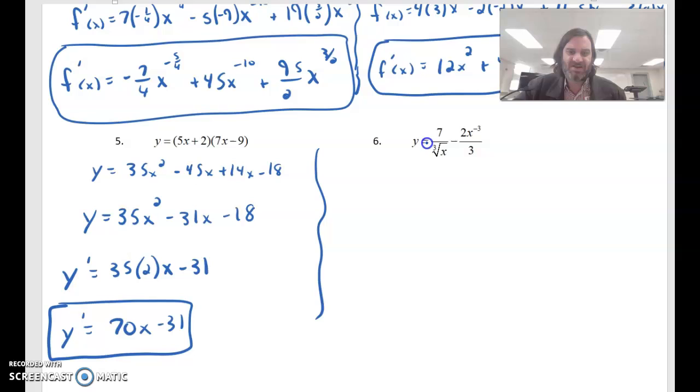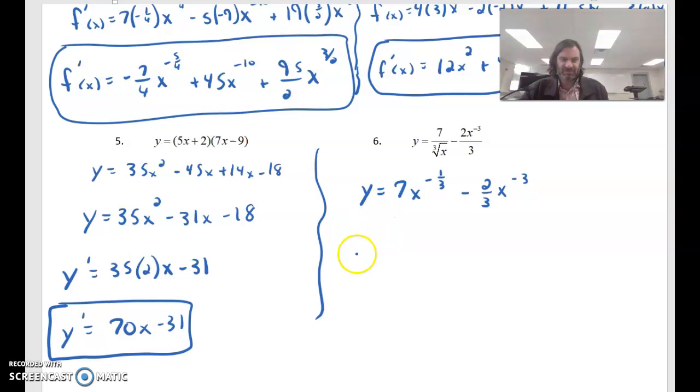Next one we have y equals 7 over the cube root of x minus 2x to the negative 3 all over 3. So we'll rewrite this. Y equals, so 7 over cube root of x will be 7x to the negative 1/3, changing that root to an exponent and then bringing it up top makes a negative exponent. And then minus 2/3 for the 2 over the 3, and the x to the negative 3 is on top, so no need to move it.